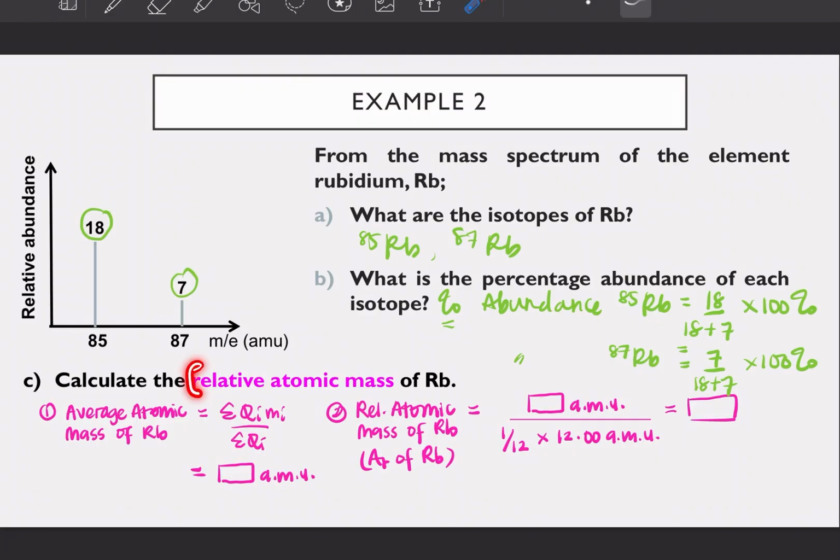Ni yang bawah ni, calculate the relative atomic mass of rubidium. Okay, relative atomic mass maksudnya A, R. So, since we have a mass spectrum, that means that we will be using 2 steps. So, first step, macam tadi, cari average atomic mass. Okay, guna formula ni. And then you will get your answer in AMU. Okay. And then second step, you use this formula. This value masuk sini. Okay. Ini akan cancel out with this. So this will cancel out with this. And then you will get your answer. Alright. Okay, guys.